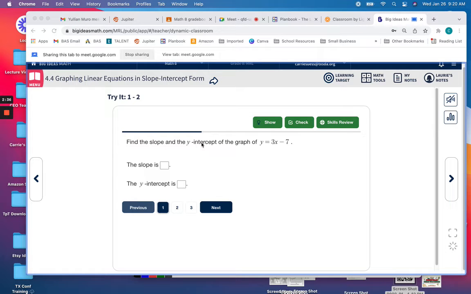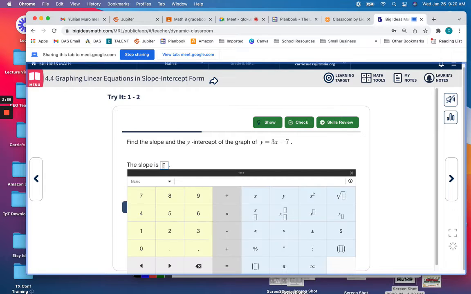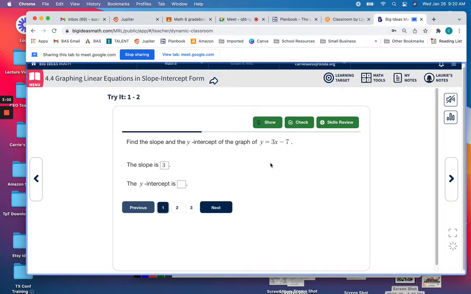Alright, find the slope and y-intercept of the graph y equals 3x minus 7. Is this in slope-intercept form? That's your first question. Yes. So where is the slope in this equation? 3x. Right, but it does not include the x. X is your coordinate. So it's just the 3. So slope is 3. You're just going to put a 3 right there. And then which is your y-intercept? -7. Right, this one includes the sign, so you would put -7 here. Oh, I overthought it. It's okay. That happens.